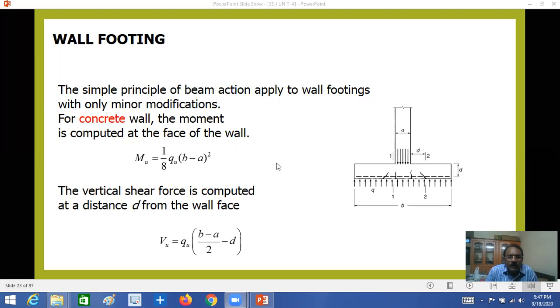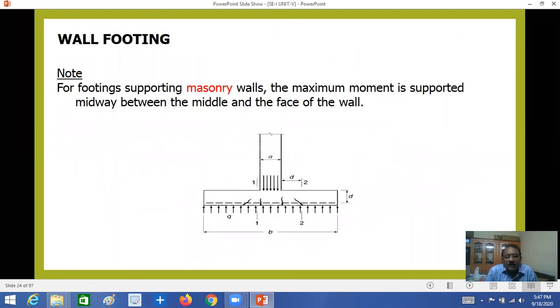So this is a very important point. One is how the vertical shear is computed at a distance d from the wall surface, right? Now the moment is supported midway between the middle and the face of the wall. So the moment you always have to consider from the base of the wall, and you can simply consider it like a cantilever beam. From this one we derive the moment and vertical shear.